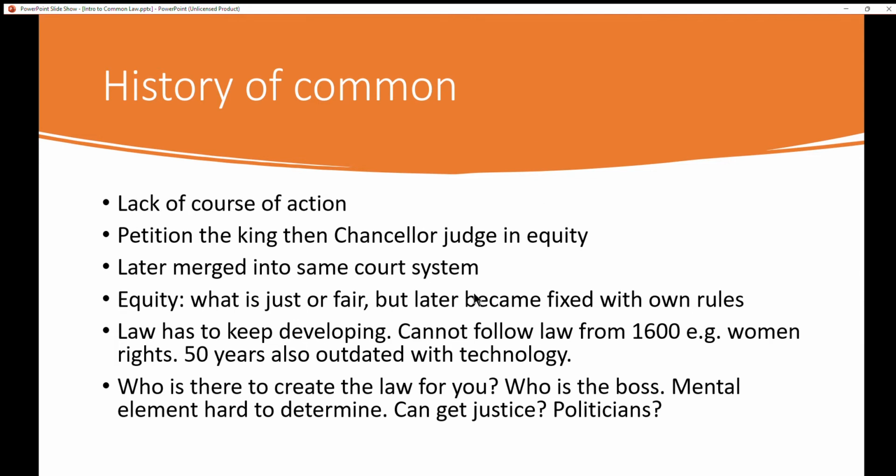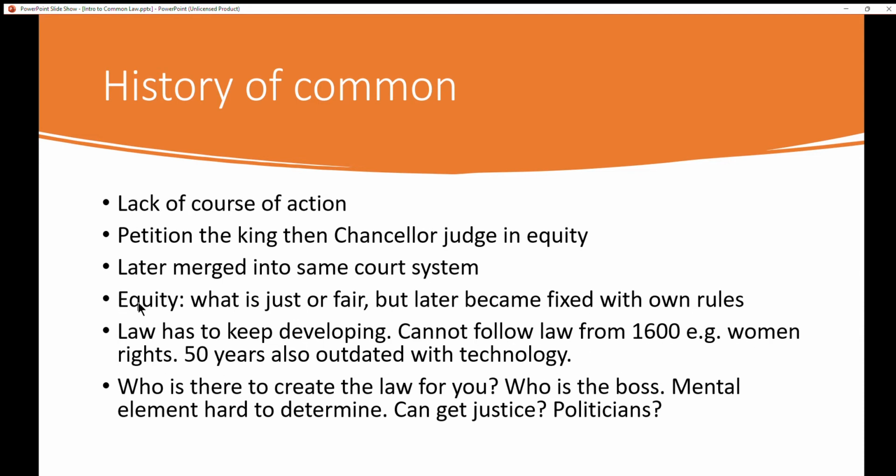But actually, both are really the same. Now equity also has a lot of fixed rules already. It's supposed to be fair and just, but has now become fixed. But the law has to keep developing because, for example, if we followed the law from the 1600s, women could not own property, could not study, could not vote. Only about 100 years ago did they get voting rights and the right to own property. Even within 50 years, technology becomes outdated. Last time there was no internet, no computers. So we cannot follow the old law; it has to keep developing.